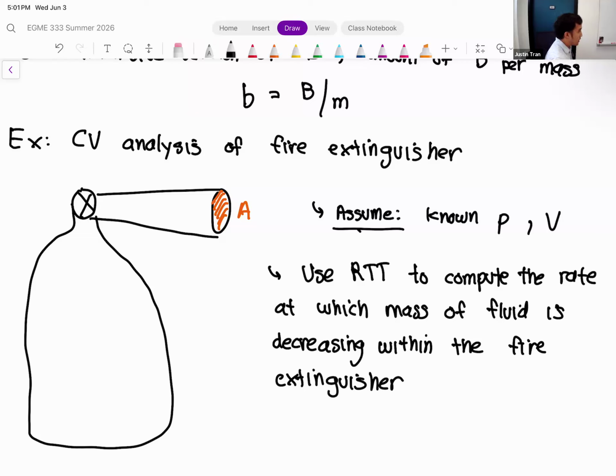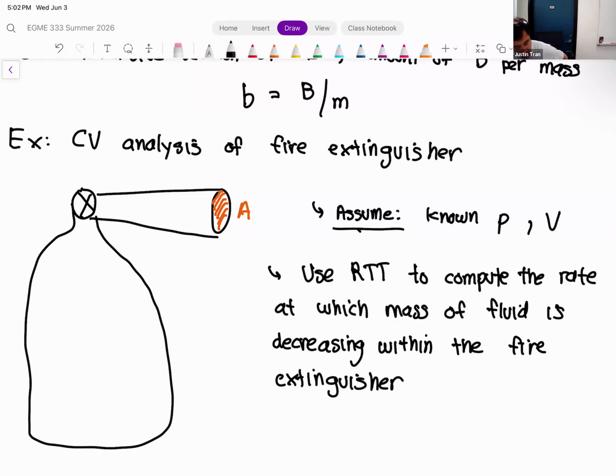All right, so very simple application of Reynolds transport in this case. You're going to see the result is very straightforward, but I think it's good to go through the whole motions to see how Reynolds transport is applied here. Any questions on just the setup for this example here?